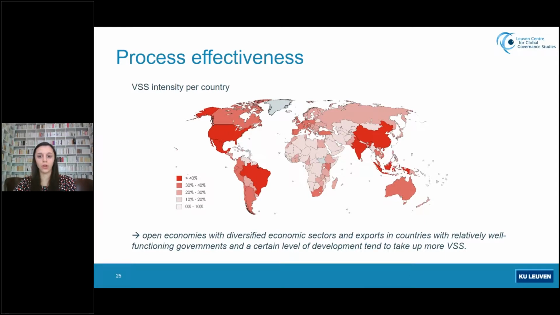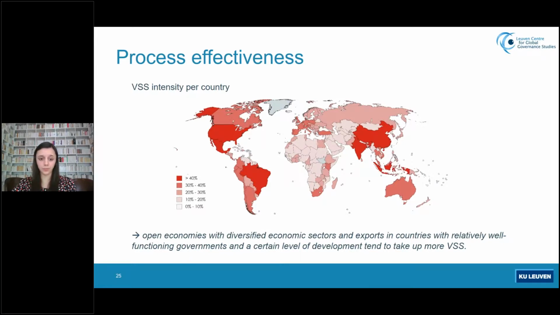Then you also have countries that count very few VSS. For example, Bhutan, Somalia, Libya, Iraq, Chad. These are all countries that barely have VSS. But the question is, of course, why some countries have more VSS than others. The exact reasons are, of course, not entirely clear, but studies tend to suggest that open economies with diversified economic sectors and exports, in countries with relatively well-functioning governments and a certain level of development, tend to take up more VSS.